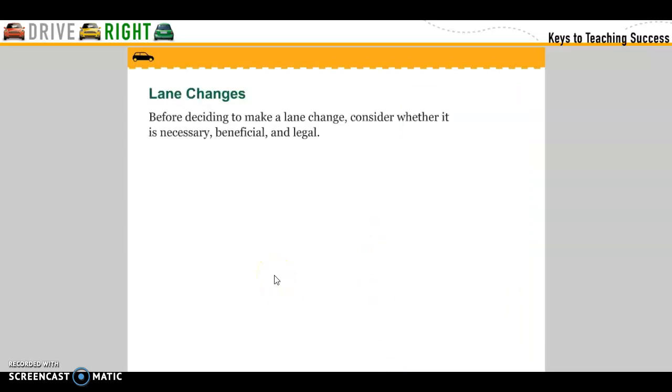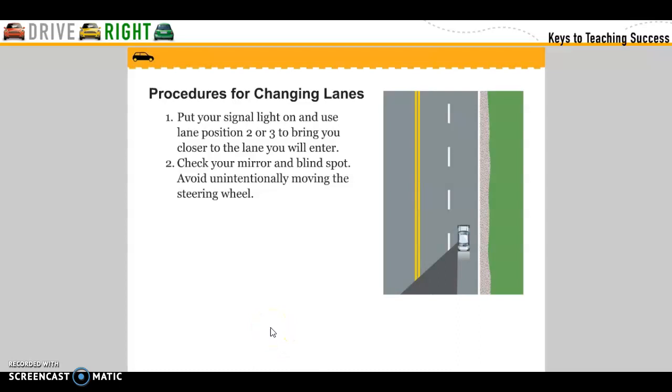Lane change. Before deciding to make a lane change, consider whether it is necessary, beneficial, and legal. Procedure for a change in lane. 1. Put your signal light on and use lane position 2 or 3 to bring you closer to the lane that you want to enter. Check your mirror and blind spots. 2. Avoid unintentionally moving the steering wheel.